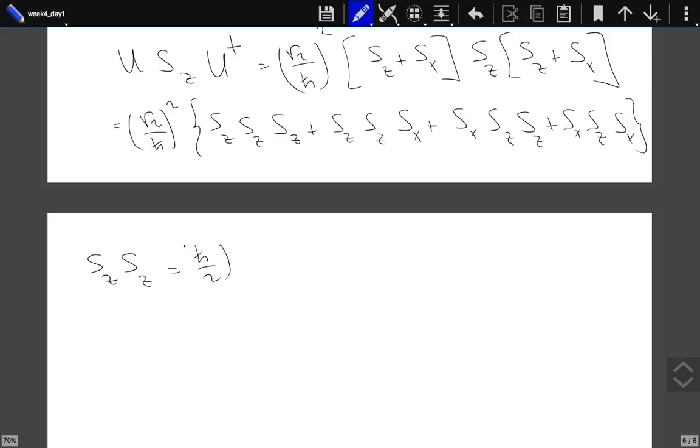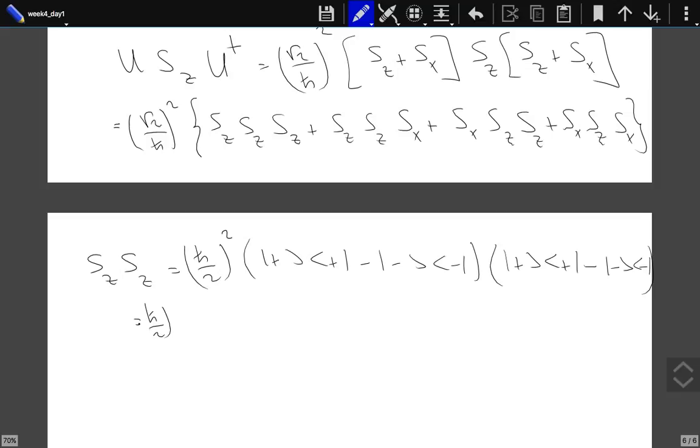Sz was h bar over 2, and I have two of them: plus plus, minus minus. This is my Sz squared, h bar over 2 squared. So let's see. This times this: plus plus is just 1. It gives me plus plus.